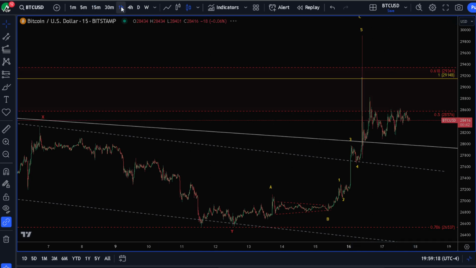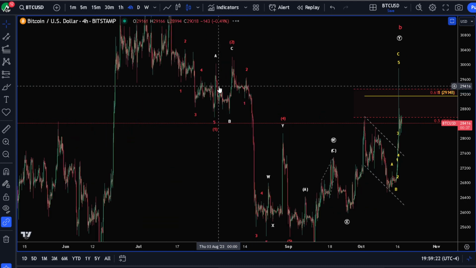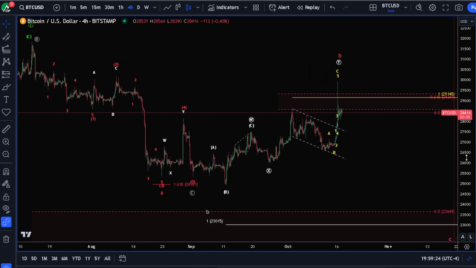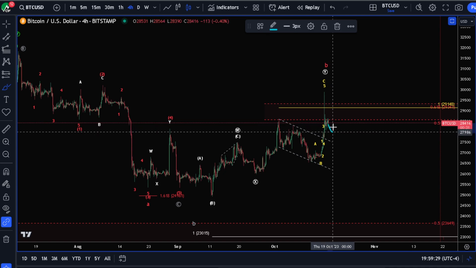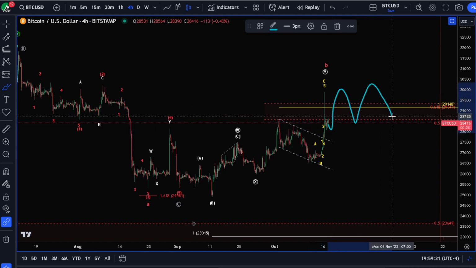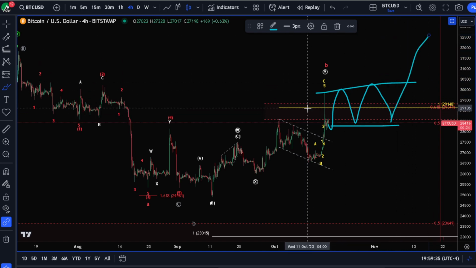So what I would want to see, I showed you this, I think a couple videos ago on the larger count, was that once we came up to this area and we tagged through the 618, we would want to see some sort of sideways action in this area. That takes a little bit of time before potentially the next move to the upside.